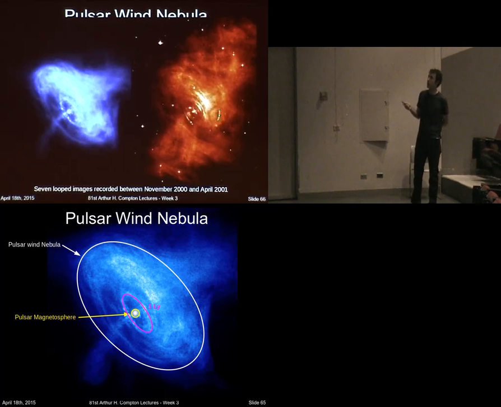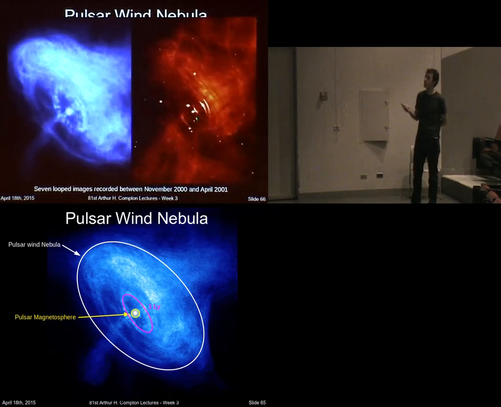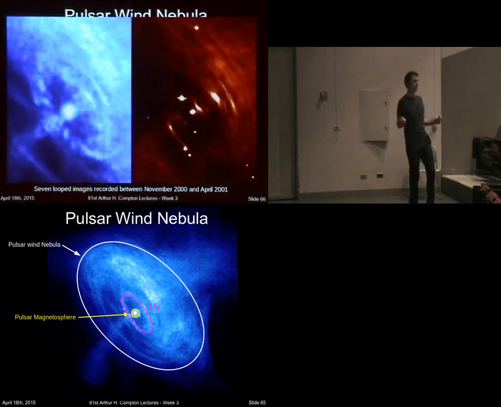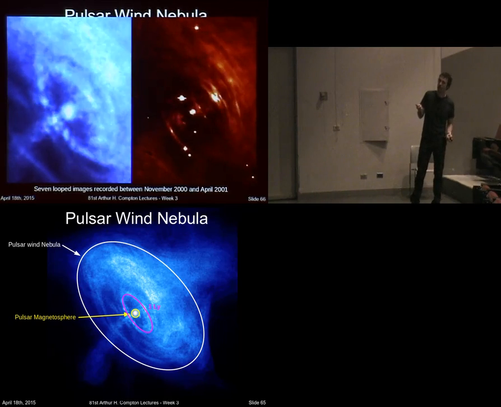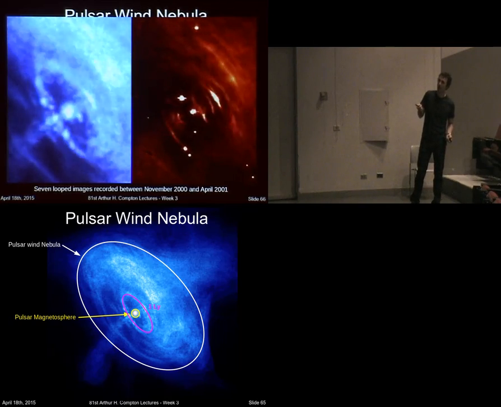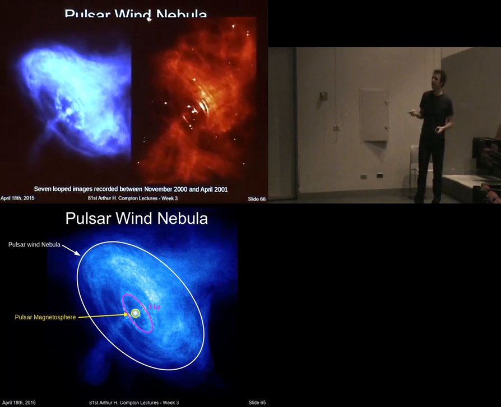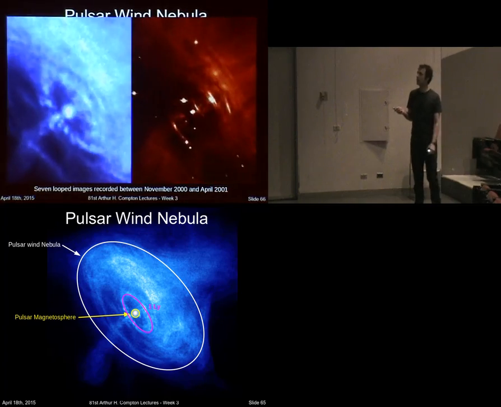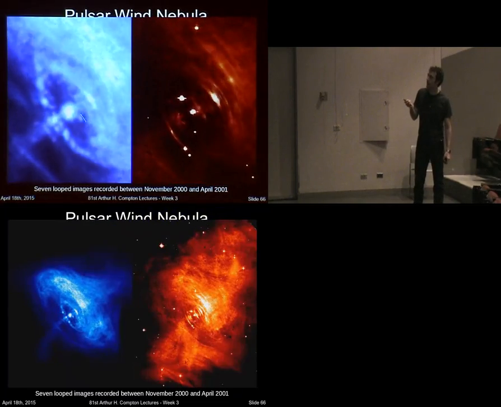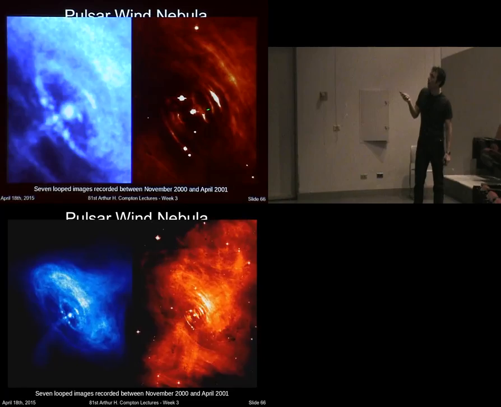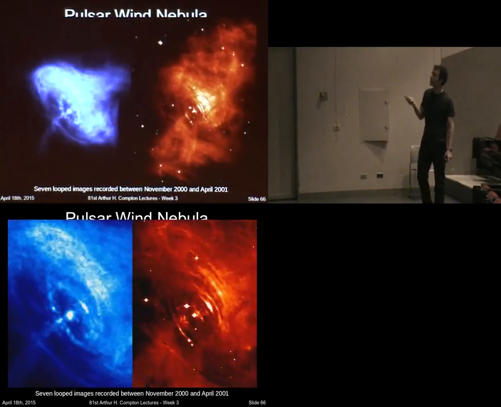I don't want you to confuse the wavy stuff with the rotation. The rotation of the pulsar is happening at a much, much faster rate than this. Like I said, these images were recorded between November 2000 and April 2001, and it's 7 images. What we see in the X-rays is emission from the magnetosphere. We don't see optical.